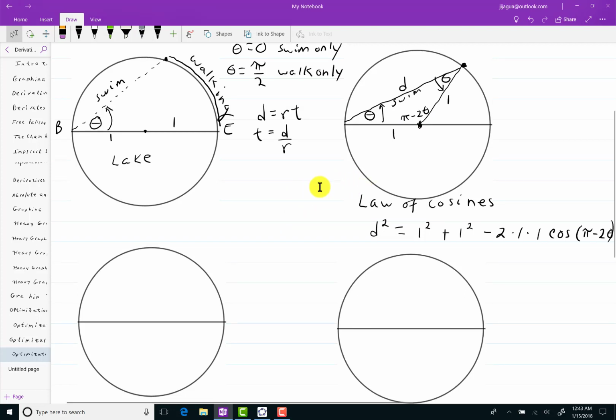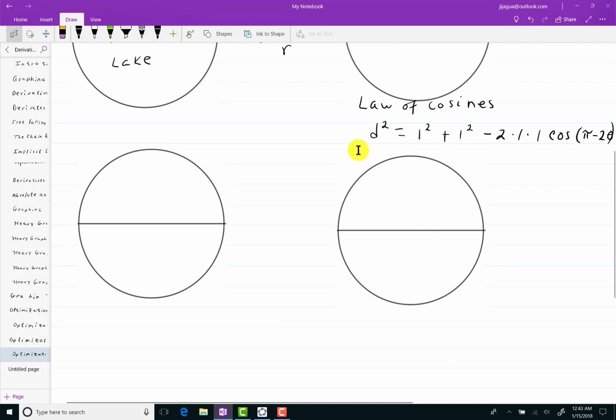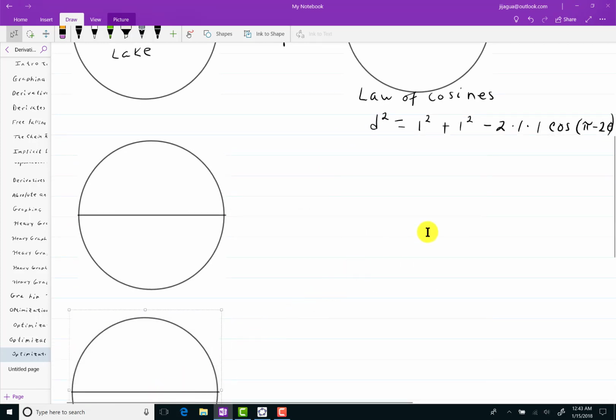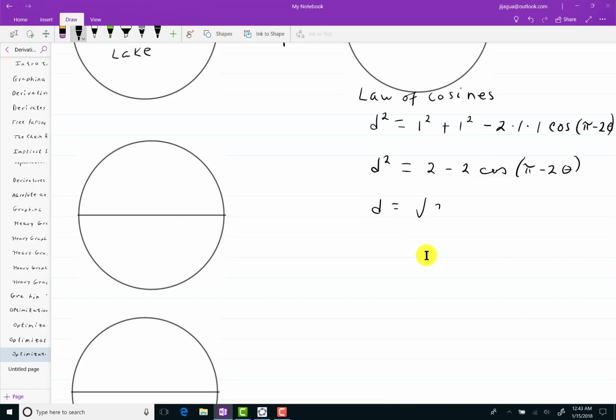All right, and I'll simplify it and solve for D. And while I'm here, let me move this guy out of the way. I don't think it's going to be helpful to have it right there while I'm doing this. This equals D squared equals 1 plus 1 minus 2, 2 minus 2 cosine of pi minus 2 theta. And then D equals the square root of 2 minus 2 cosine of pi minus 2 theta.